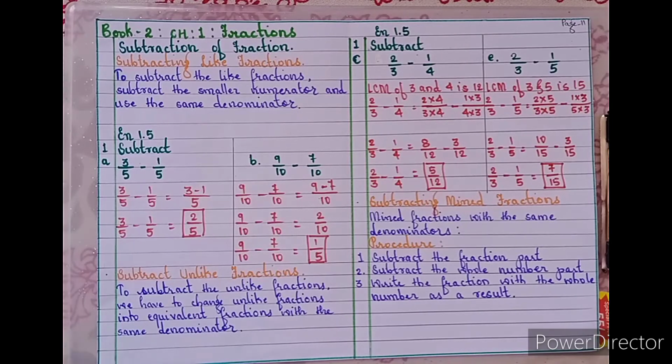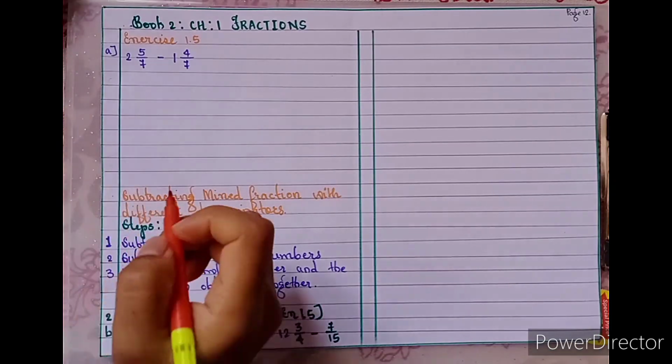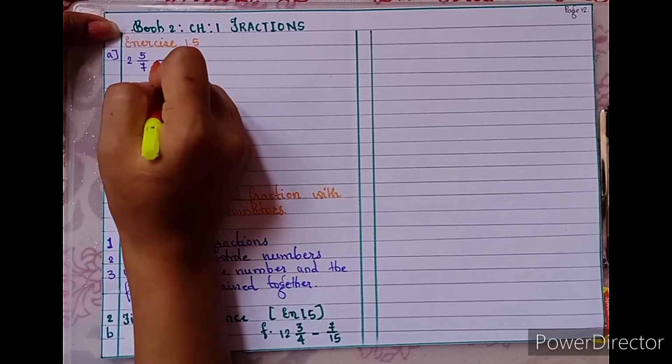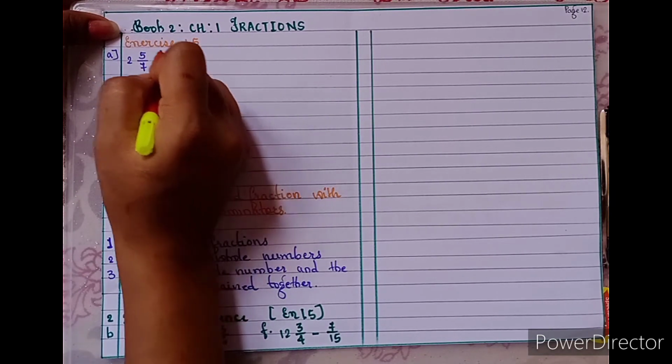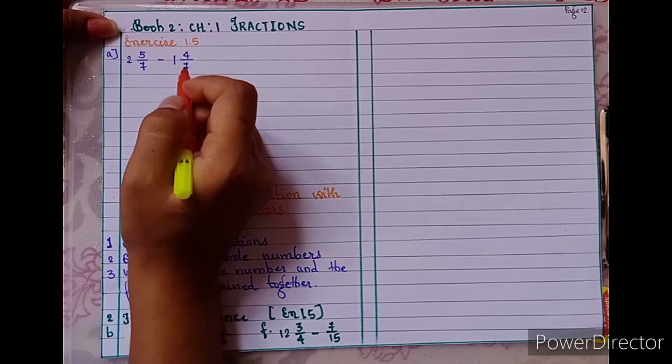Yeah. Now, subtracting mixed fractions. Just now I have discussed the steps. In the same way we shall solve the examples now. So here we have exercise 1.5 (a): 2 and 5 by 7 minus 1 and 4 by 7. Here the fraction parts, if you see, are like fractions. So here we are going to subtract them directly.